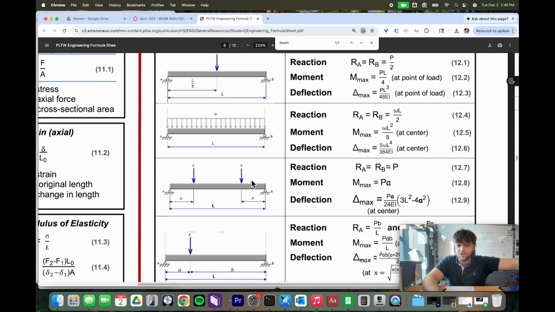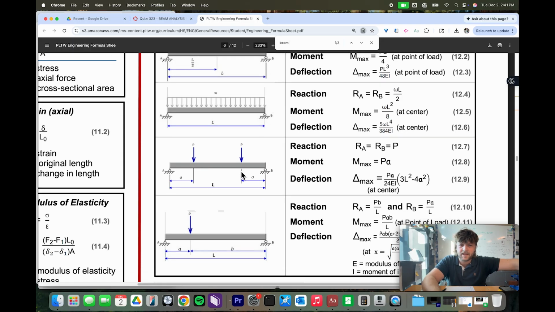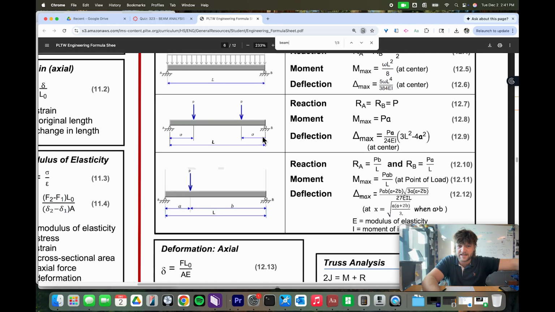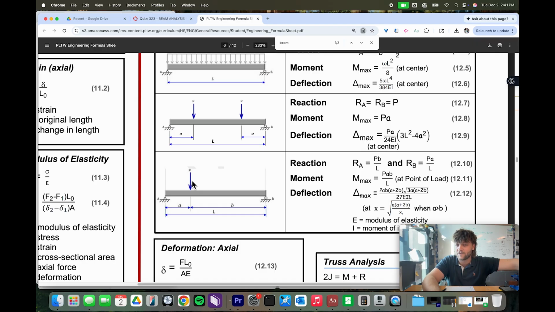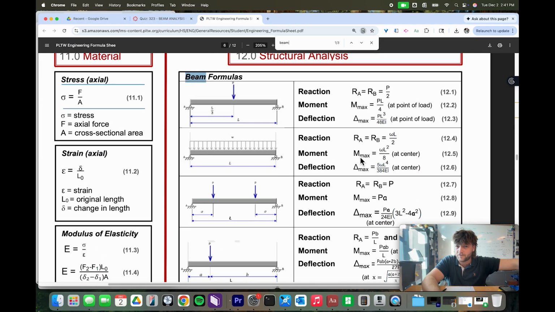If you have two concentrated forces that are both placed at distance A, so one's here at distance A, and there's also this distance A where the other force is located, then you'd use these equations. And finally, if it is a concentrated force that is offset, so it's not in the middle or two separate symmetric forces, then we use these equations in this scenario. All right, so this is our best friend here. We want to use these formulas, plugging in the values.